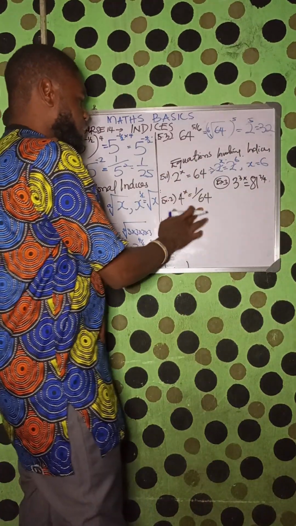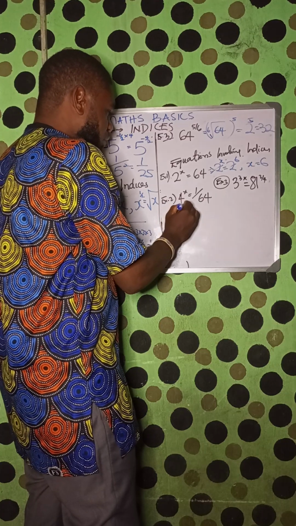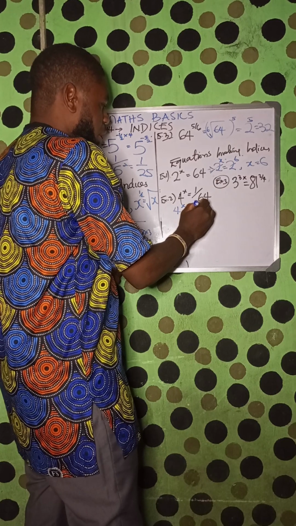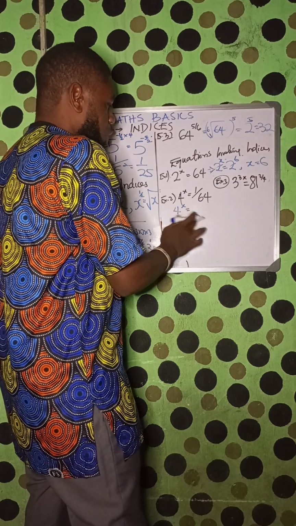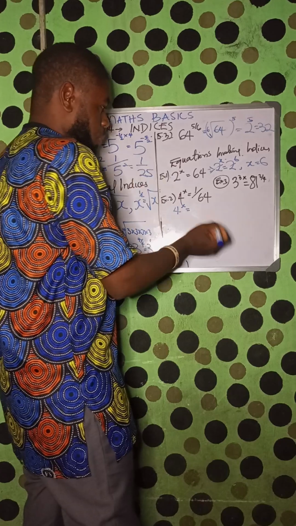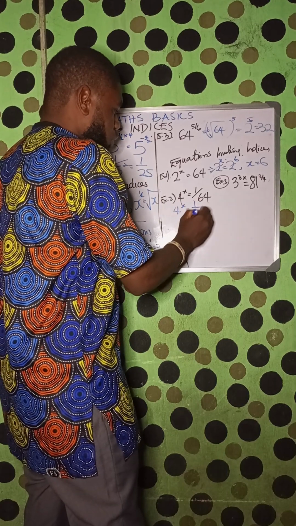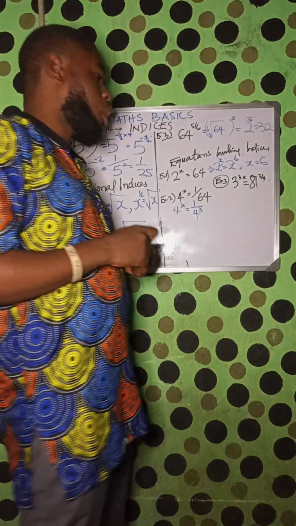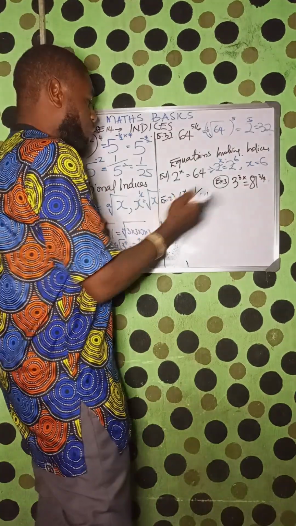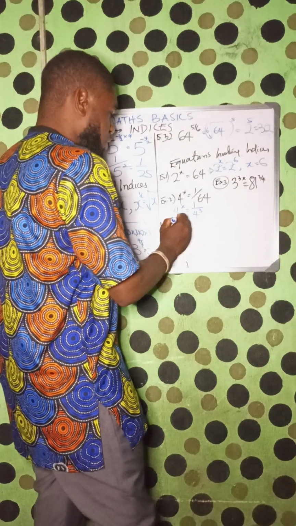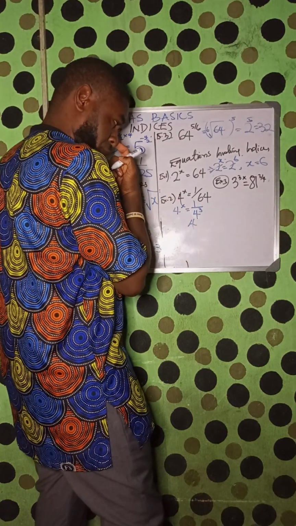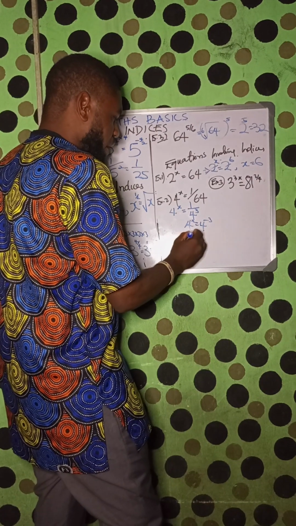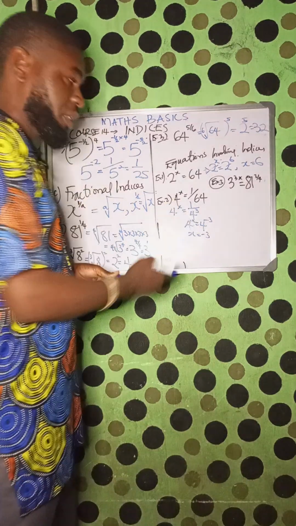Next up, number 2 here, we have 4 raised to the power x is equal to 1 over 64. I will just bring it down first of all. I'll break 64 down to 4 raised to the power 3, and make it 1 over 4 raised to the power of 3, because 4 times 4 is 16, 16 times 4 gives you 64. So I will have 4 raised to the power x is equal to 4 raised to the power minus 3. If I clear the bases out, x is equal to minus 3. I can use this pattern to solve it.